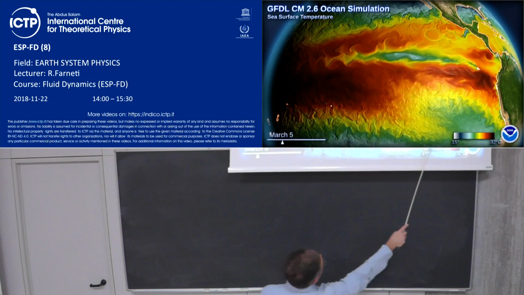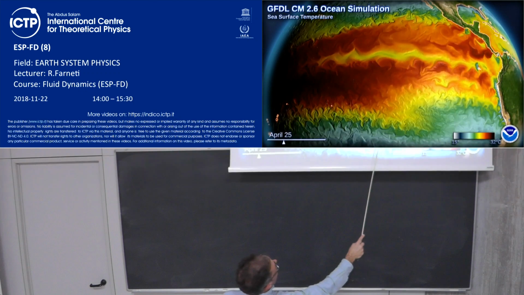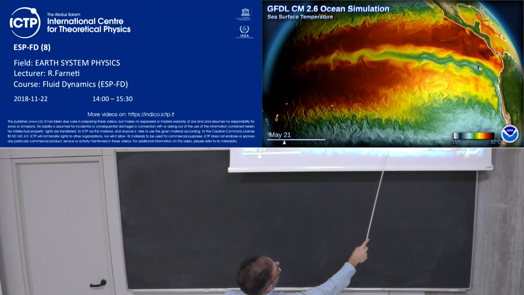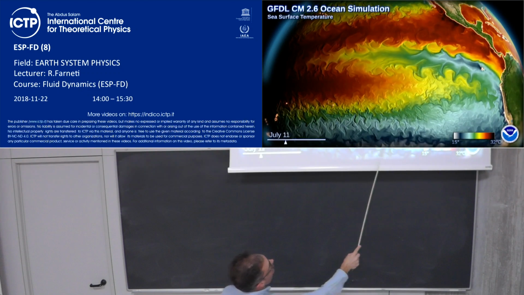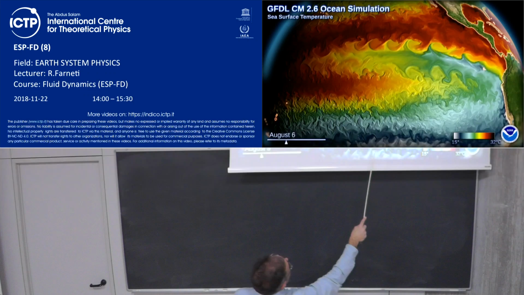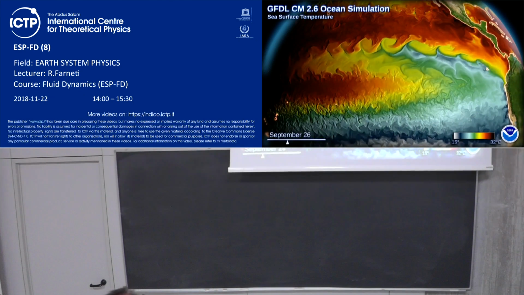So this is the equator. And you see these nice waves. So maybe in a second you see. You see an El Niño. You see how cold this is? This is an El Niño event. And you see these nice waves propagating across the equator. Those are Kelvin waves propagating.